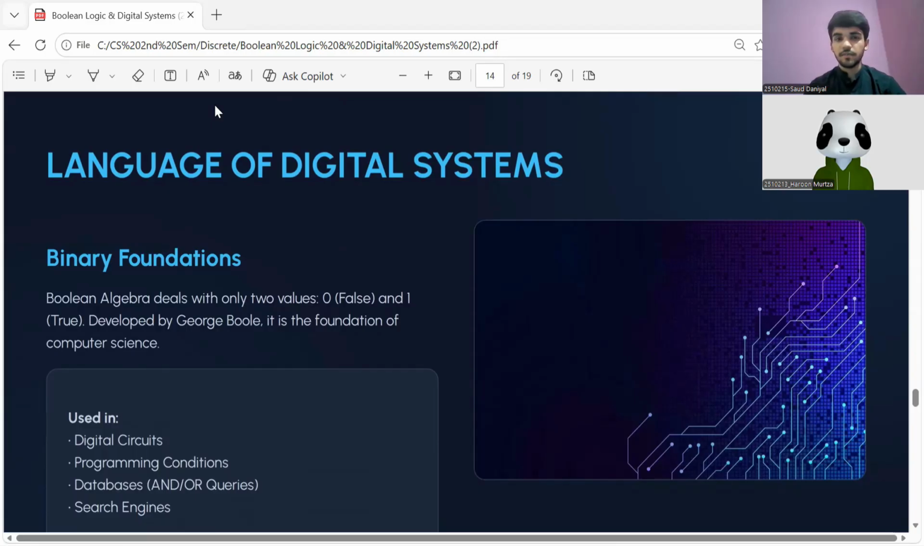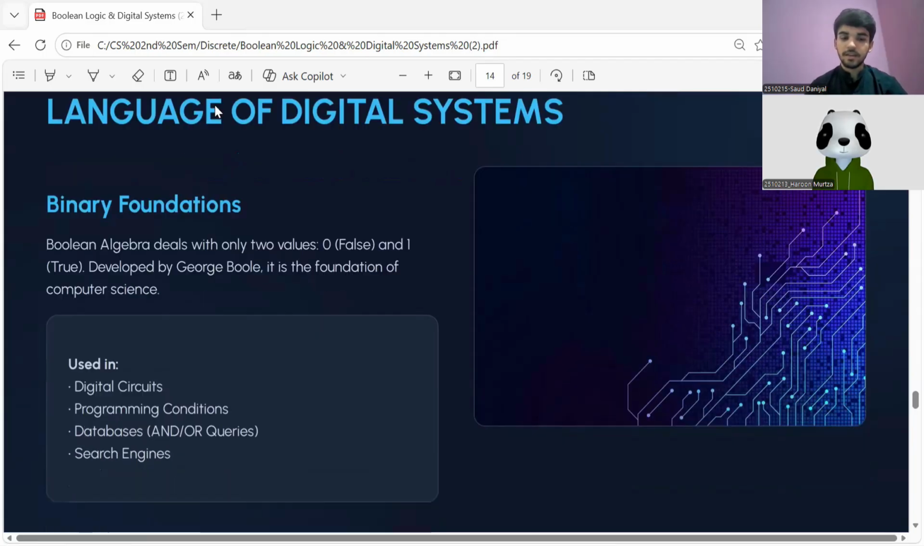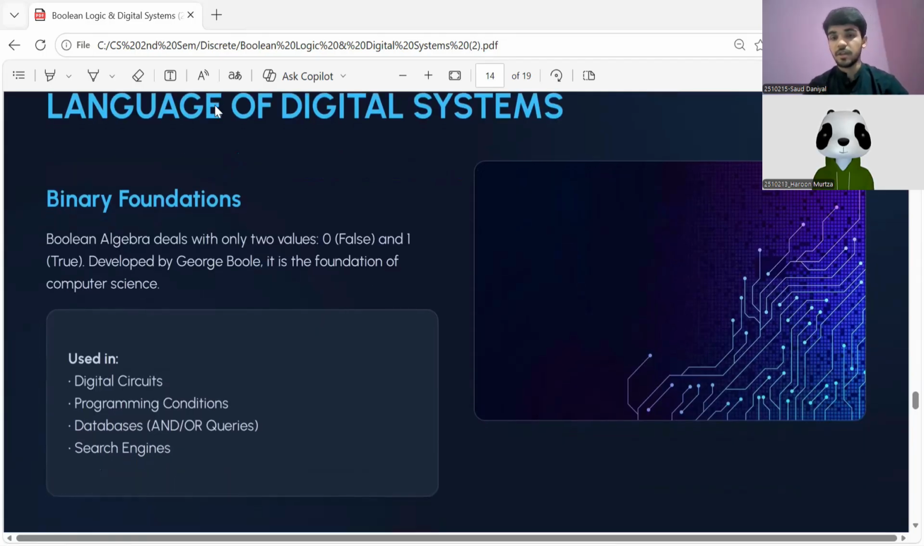In computer science, we have programming with if and else conditions. We can use if this, else that. We can also use it in databases, which use the logic of AND operators and OR operators. Also, we can use it in search engines. These are the applications of Boolean algebra.